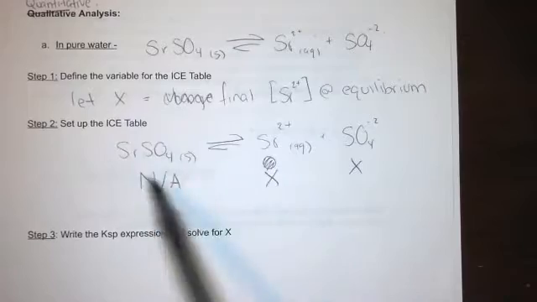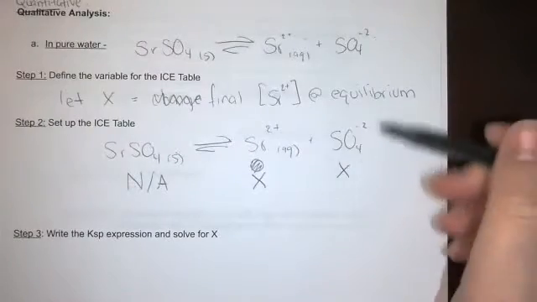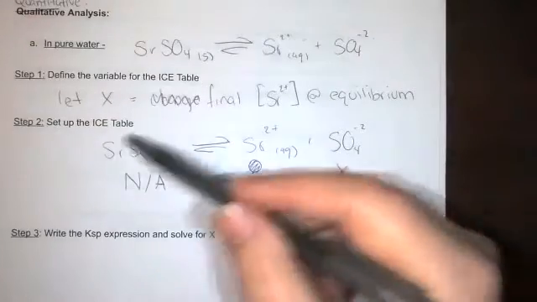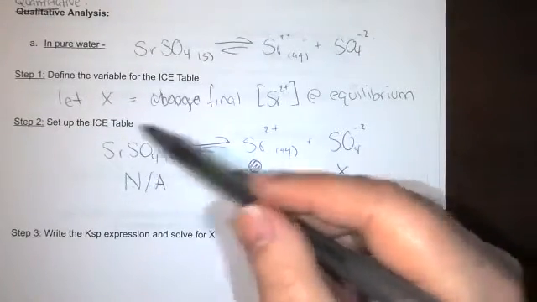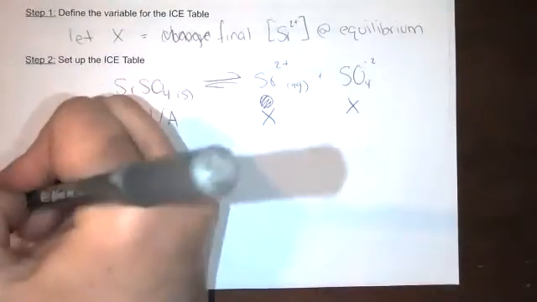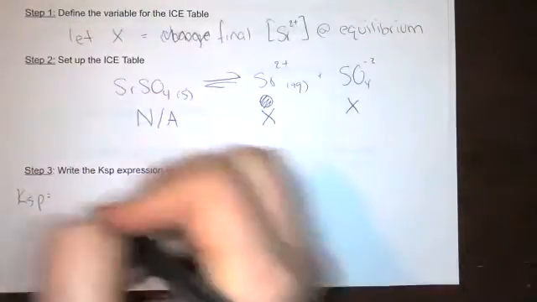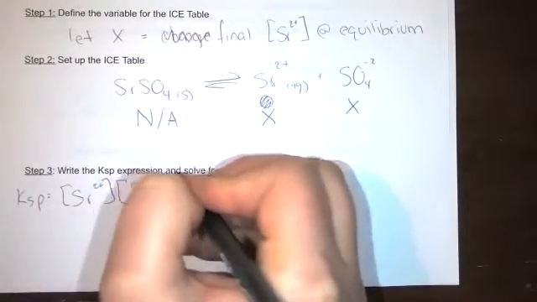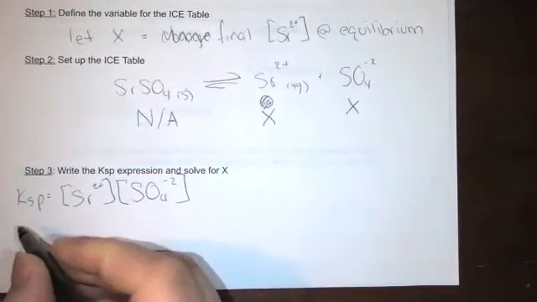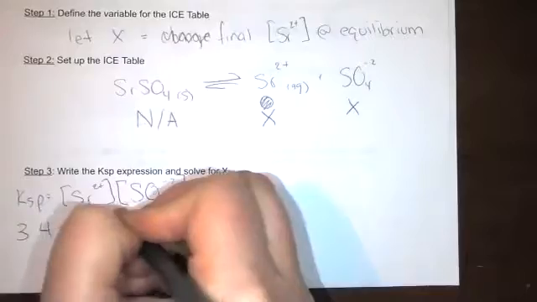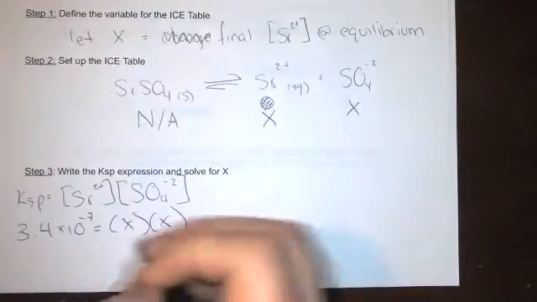So whatever this amount is when it dissociated, if I have X amount of strontium ions, I must have X amount of sulfate ions because this is a 1 to 1. There's no coefficient here. And I don't need to worry about this because it's not even involved in my Ksp. So now I can write my Ksp expression, which will be my strontium ions multiplied by my sulfate. And I know what this Ksp was from before. So 3.4 times 10 to the negative 7. This is equal to X times X, so X squared.